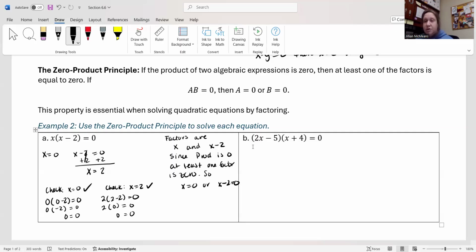So we want to write out our solution. And when you have a quadratic, you do write your solutions in set notation because we have two solutions. Set notation is where we have the little squiggly brackets.